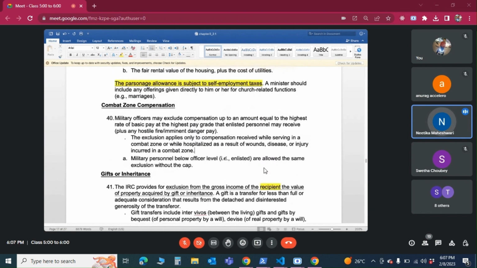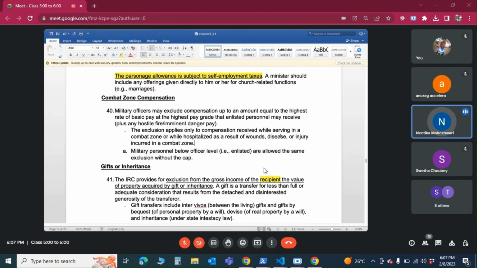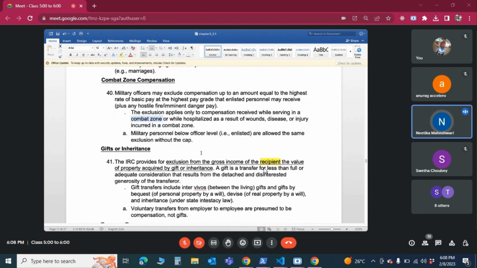So only if they get injuries as a result of the war, or as a result of some kind of stress, if not even declared war, maybe some other attacks, like what they're saying, that it's a danger zone in which they are. So they don't have to pay taxes on that.